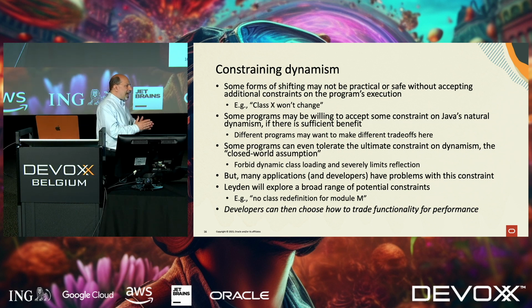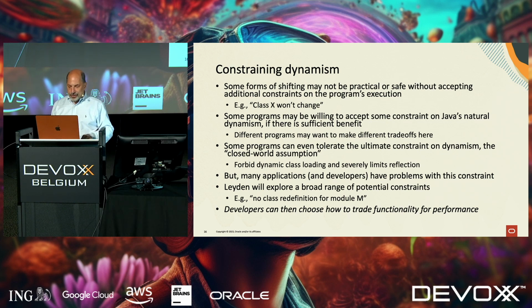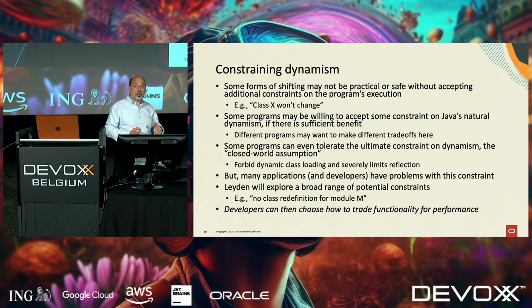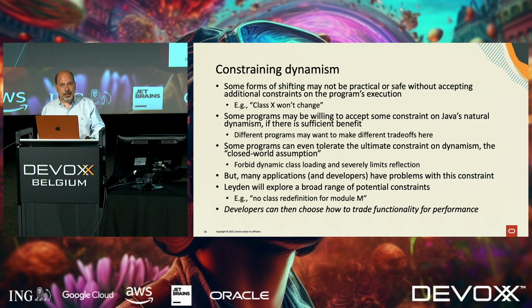If you look at the extreme end of the spectrum, there's a somewhat severe constraint, which is the closed world assumption that the native image tool makes, and this basically says, I promise there isn't going to be any dynamic class loading. I promise that I'm not going to do any reflection except for the list of methods I give you. And if you're willing to accept that constraint, then we can shift a great deal more computation from runtime to compile time.